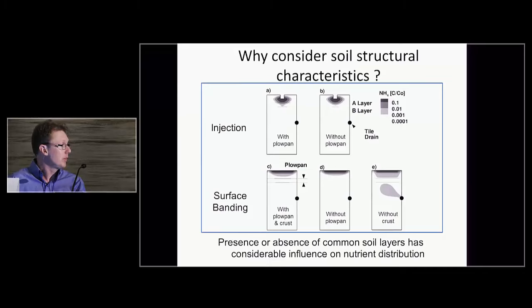And you can see here, just by including a soil plow pan or a low permeability layer between the topsoil, we can have a significant amount of influence on how the model predicts the ammonium, in this case, to be dispersed through the soil profile in response to different manure application methodologies.